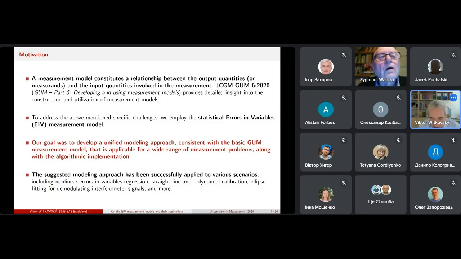What is specific is that we employ the statistical errors in variables approach or measurement model. The goal of this presentation, or this research, is to develop a unified modeling approach which is consistent with the basic GUM principles, but also applicable for a wide range of measurement problems along with the algorithmic implementation. The suggested modeling approach has been successfully applied to various scenarios, including nonlinear errors in variables regression, straight line and polynomial calibration, ellipse and ellipsoid fitting for the modulating interferometer signals, and many more.